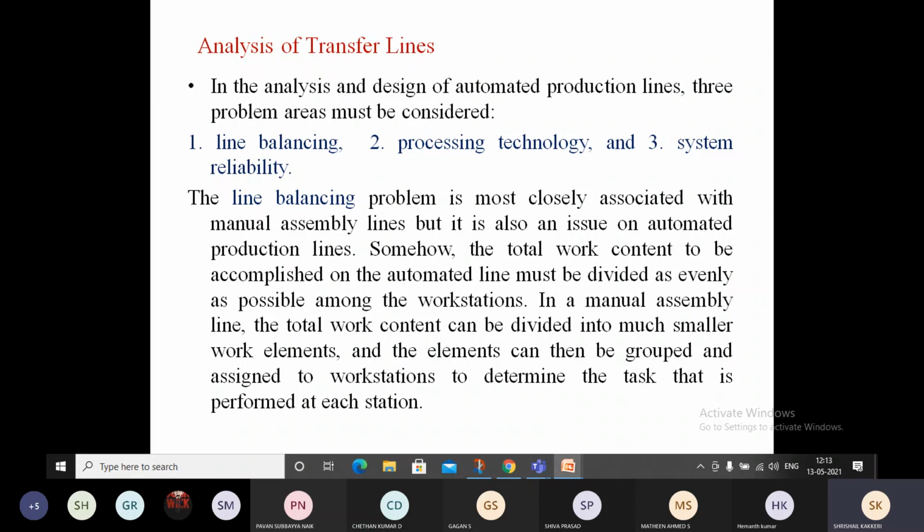I'm going to take you to line balancing. Line balancing means whichever machine is taking the maximum amount of time, which machine is taking the minimum amount of time, and what storage buffer we have to provide. All this is the meaning of line balancing.